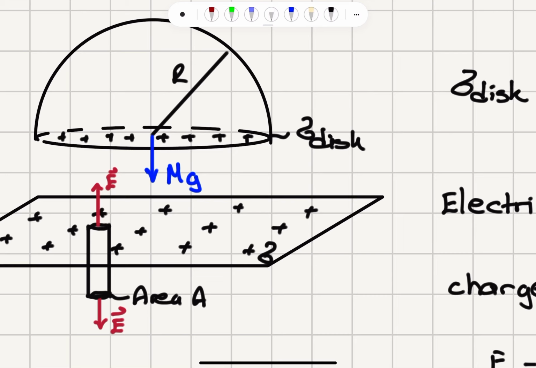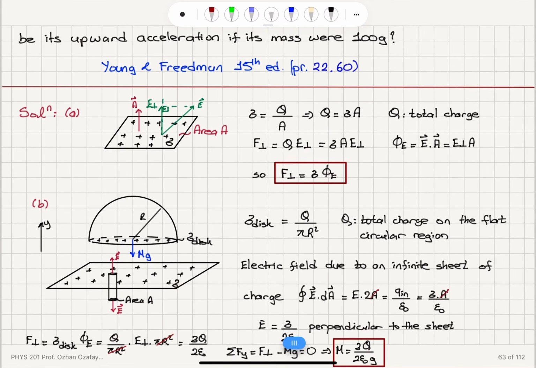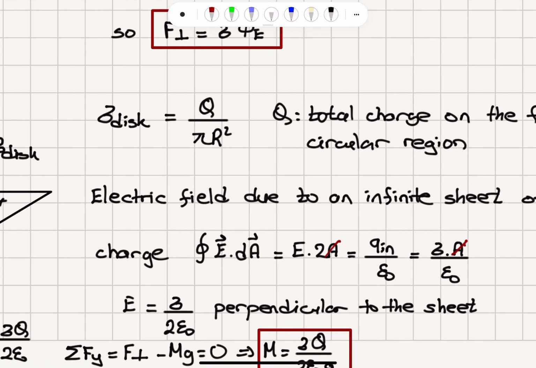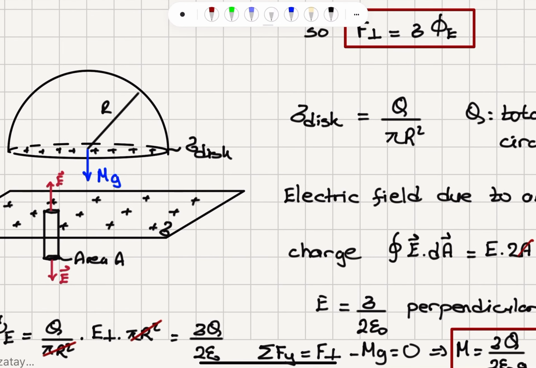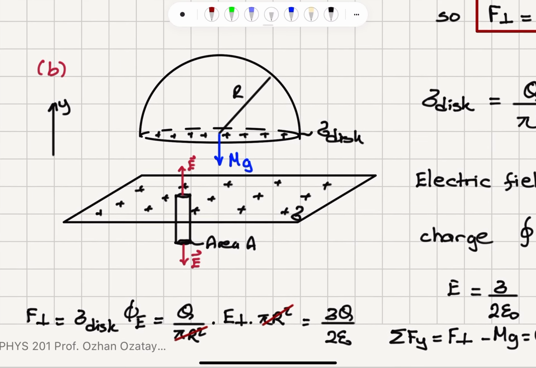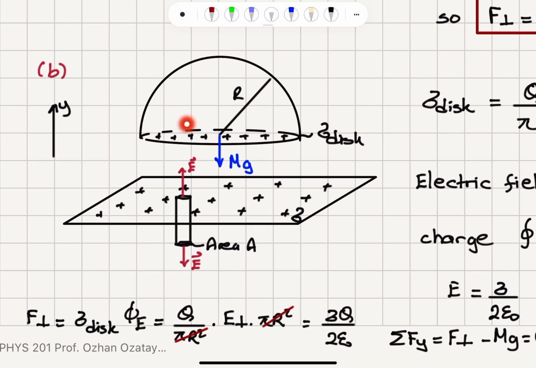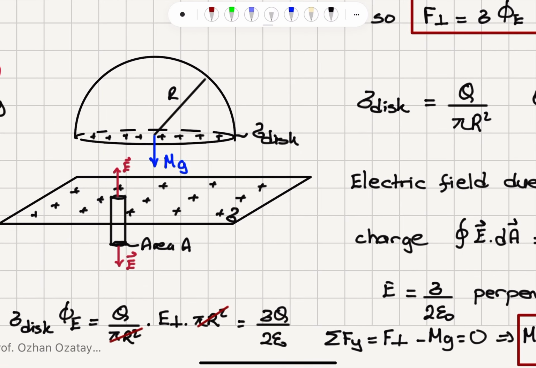And the top and bottom surfaces have area A. Electric field has no component on the side surface of the cylinder, parallel to the side surface of the cylinder. So Gauss law tells us that it is sigma divided by 2 epsilon 0. That's the electric field on either side of this flat sheet. So the electric field, which is already perpendicular to this flat surface, multiplied by its area, is the electric flux. Q over pi r square is the charge density of the disk. So this gives us sigma Q over 2 epsilon 0, perpendicular force, repulsive force on this flat circular region.